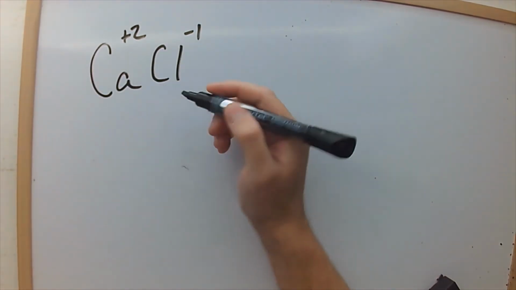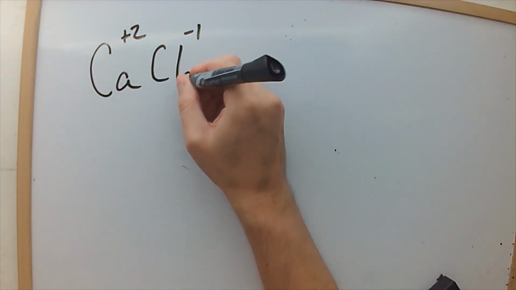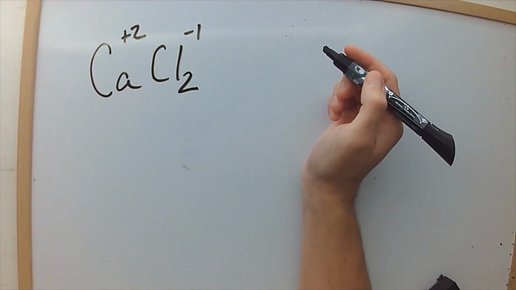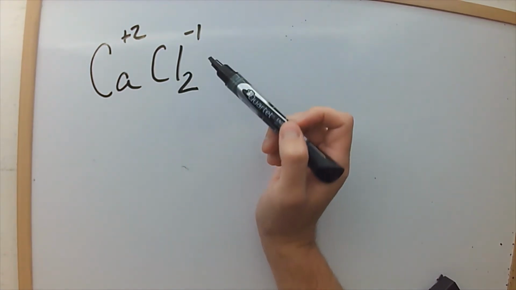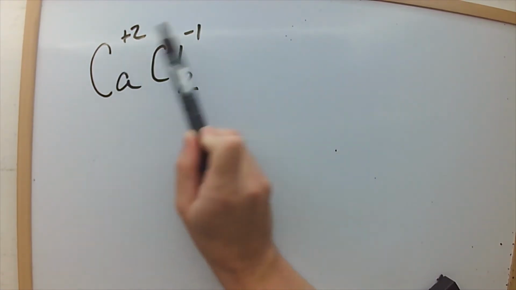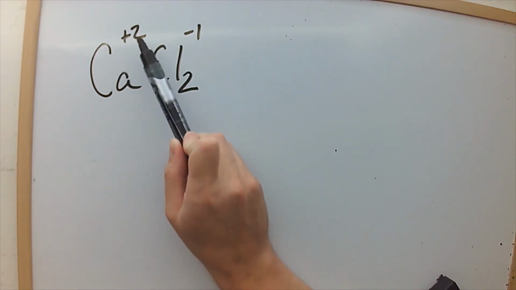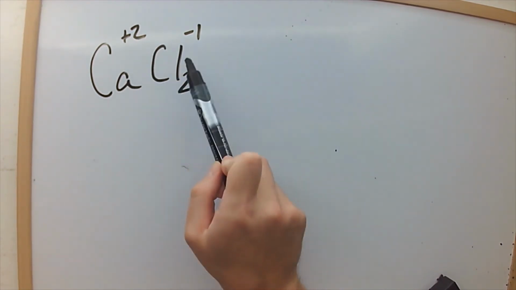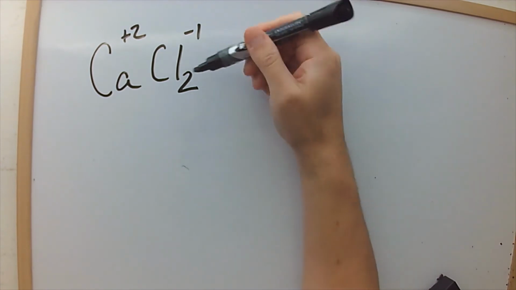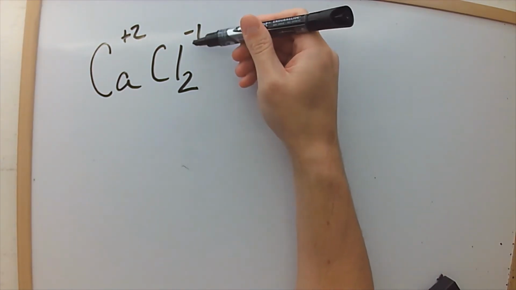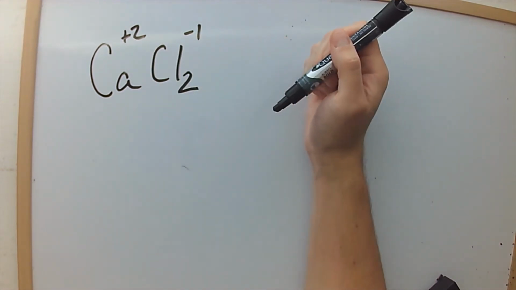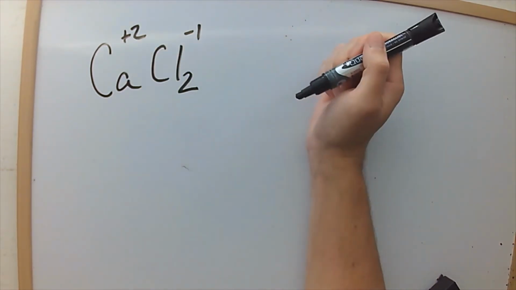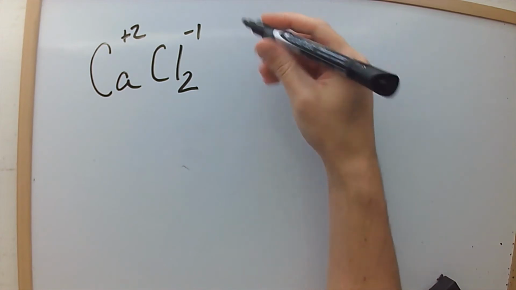So this doesn't work. But if I have 2 chlorides, right? Now I have 2 chlorides. So when calcium is trying to get rid of those 2 electrons, it can give 1 to each chloride, and everybody's happy. And then 2 -1s gives us a -2, which will cancel the +2. So this is how calcium and chloride would go together, right?